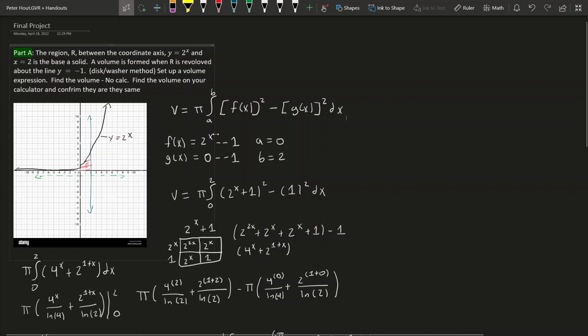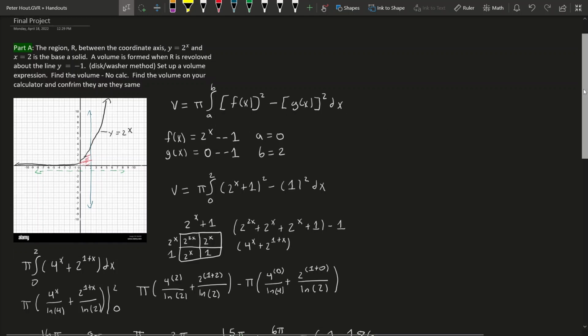F of x is 2 to the power of x minus -1, because 2 to the power of x is the furthest away from what's being revolved, and 2 to the x is the topmost compared to -1, so it's subtracted by -1. And then g of x is going to be 0 minus -1, because that's the second equation below that needs to be revolved as well, and 0 is above -1. A is at 0 because that's where it starts, and B is at 2 because those are the start and end points of the graph.